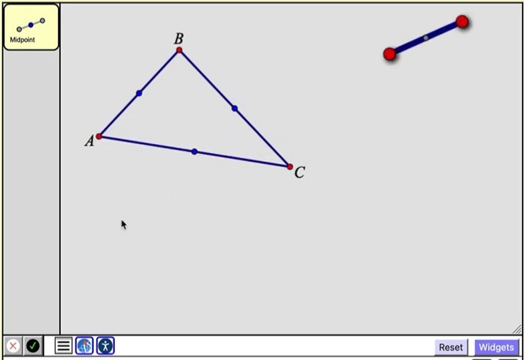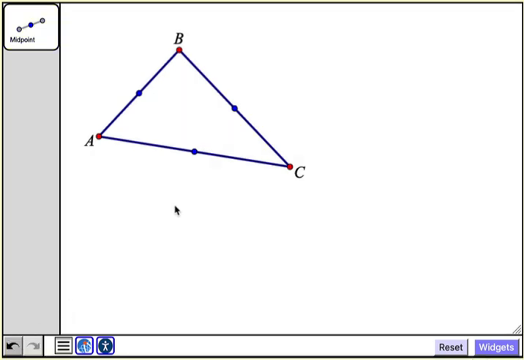Now that I'm done, I'll tap X to cancel this next midpoint. I've just constructed the three midpoints of triangle ABC.